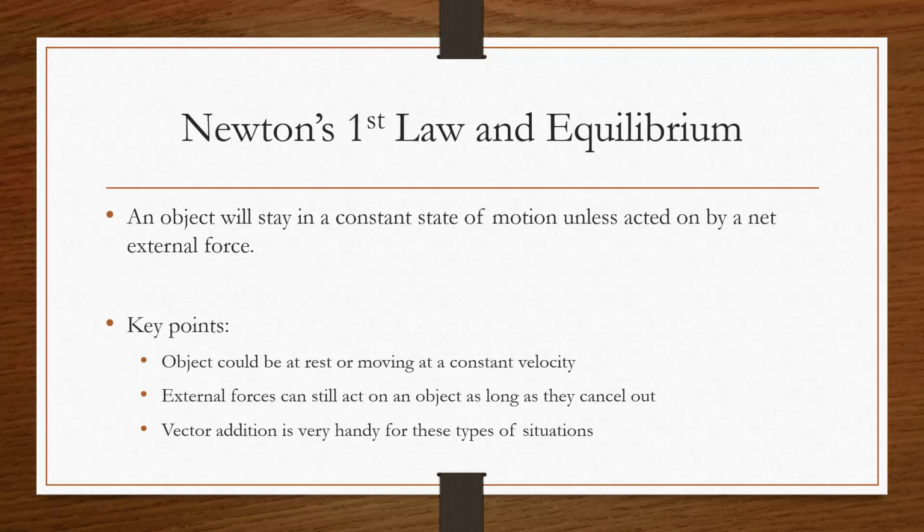The second point to remember is that external forces can still be acting on the object as long as they act in a way they cancel each other out. So if you can add up all the external forces and get 0 as your sum, this applies. The third key point is that vector addition is very handy for these types of situations. Because forces are vectors, we need to include that information when we develop our solution.